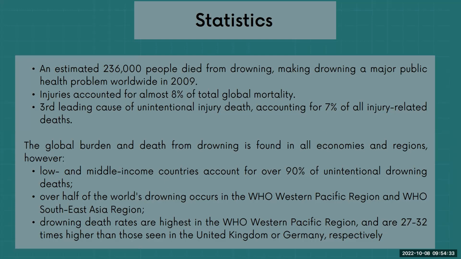The global burden of death from drowning is found in all economies and regions. However, low and middle income countries account for over 90% of unintentional drowning deaths. Next, over half of world drowning occurs in the Western Pacific region and the Southeast Asia region. Drowning death rates are highest in the Western Pacific region and are 27 to 32 times higher than those seen in the United Kingdom and Germany, respectively.